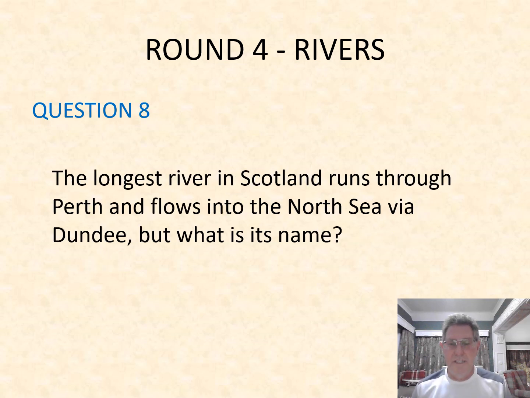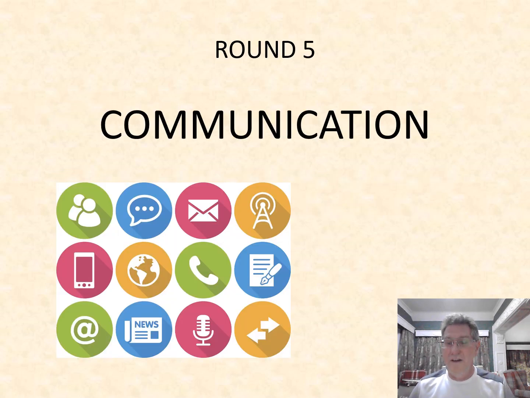And your final question in this round, number 8. The longest river in Scotland runs through Perth and flows into the North Sea via Dundee. But what is its name? And you'd be glad to know that's the end of the rivers round. On to round 5, communication.